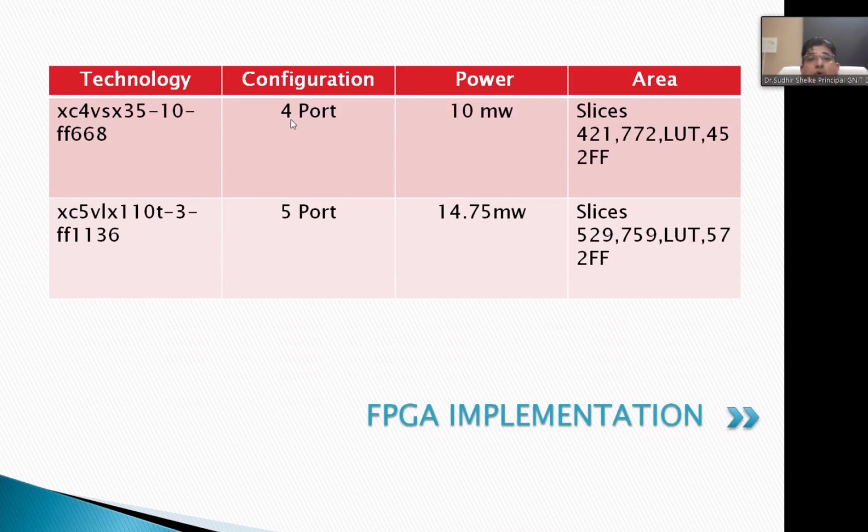At the core port, ultimately the power requirement is 10 milliwatt, and these are the slices used in FPGA. Again, I have tested in another technology, with both 4 port as well as 5 port. Ultimately, the power requirement is this, and the slice usage is highly reduced.